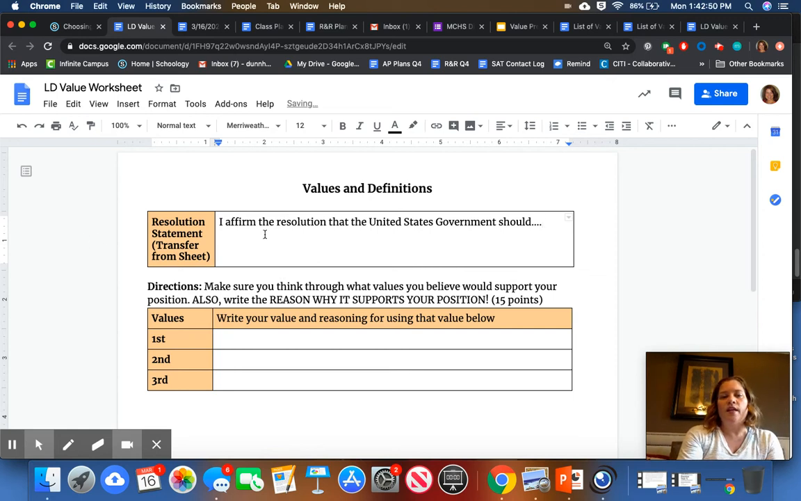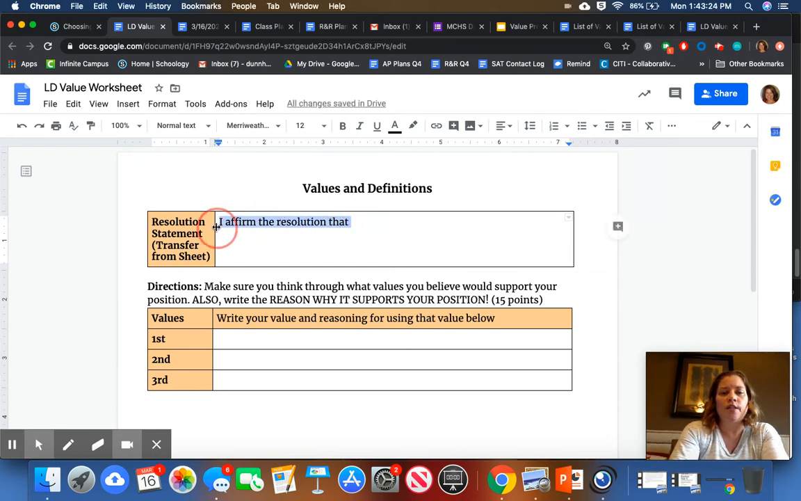Remember, if you're on the negate side, the negative side, then it's I negate the resolution that the United States government should. After this is the part that you copy directly from the worksheet. The United States government should, whatever it said on that worksheet. Both opponents should have the same resolution statement up there. The only difference is this word right here, affirm or negate. Good?